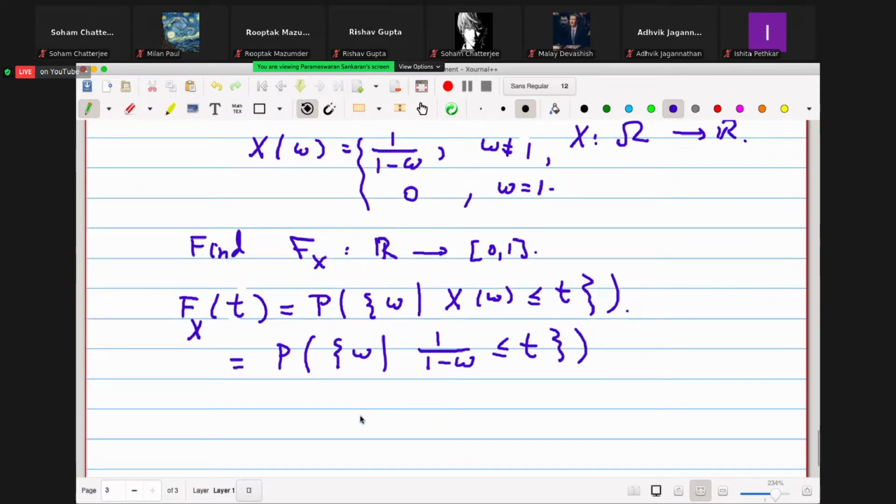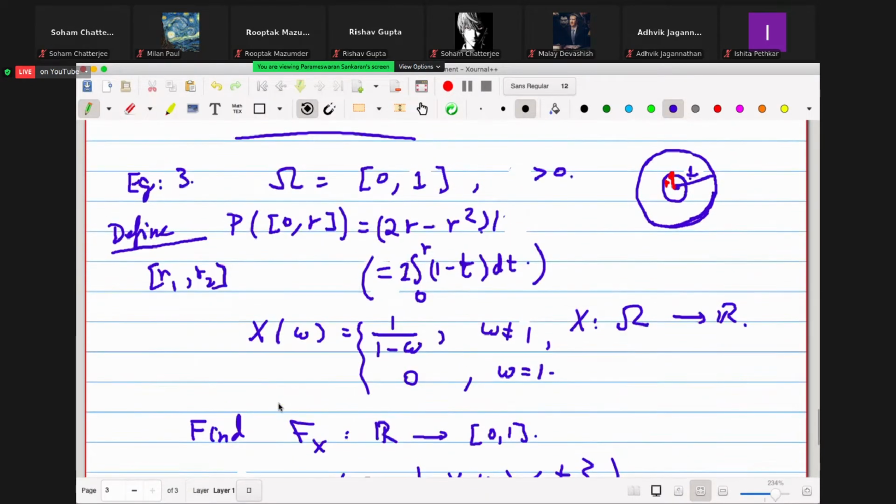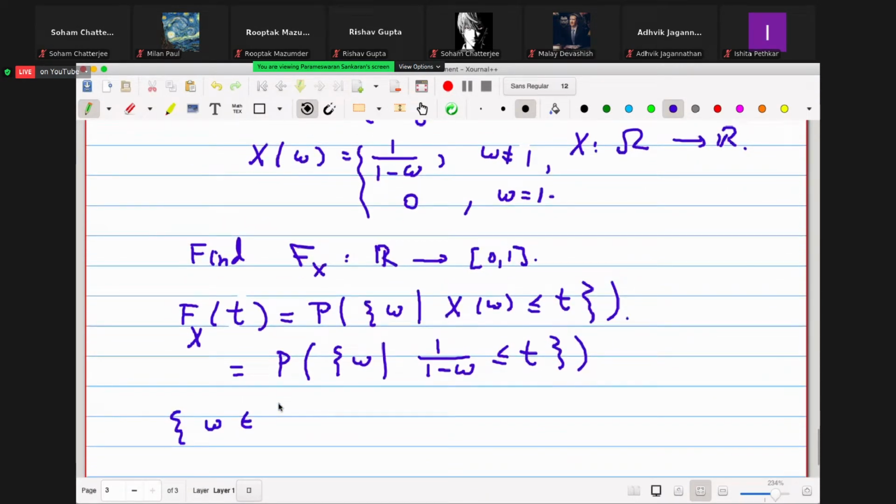Now, what is this set? So I write here omega such that omega in which interval? Let us write that. That is 0 to 1. Okay, 0 to 1. And now you just cross multiply, simplify, and so on. When I cross multiply, I will get 1 less than or equal to t minus t omega.